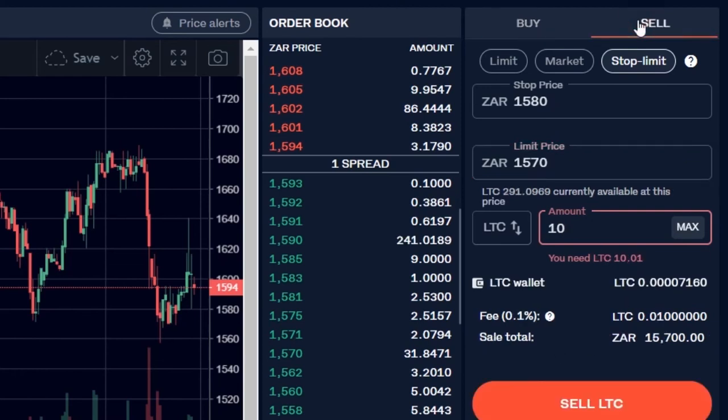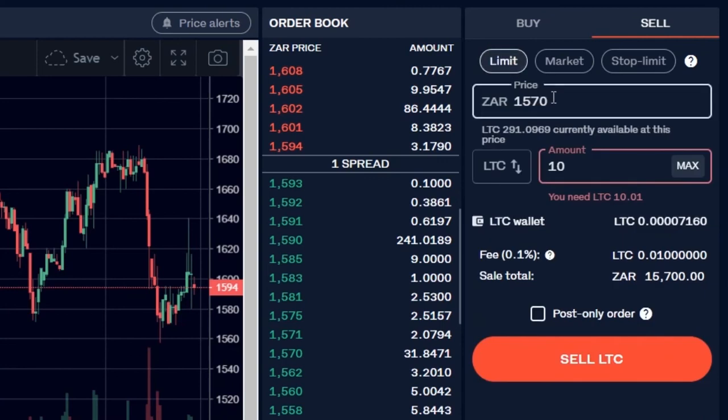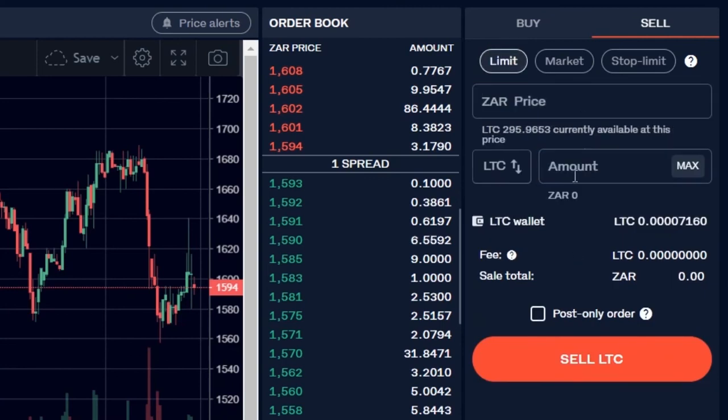So for the sell option over here, let me hop over to the limit and clear this out quickly. You have the limit, the market, and the stop limit. It is the same thing as the ones that we explained in the buy option. The only difference is that you are selling this time and not buying. And that is how you sell and buy crypto on Luno.